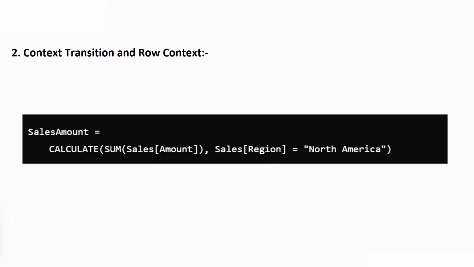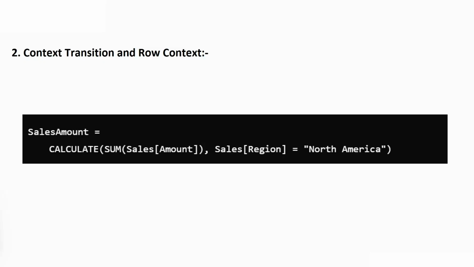Next one is context transition and row context. Understanding context transition is crucial when working with advanced DAX features. Context transition refers to the process by which row context, which is the context of a specific row in the table, is converted into the filter context, which is the context applied to evaluate the expression in a DAX formula. This is especially important when using functions like CALCULATE and FILTER.